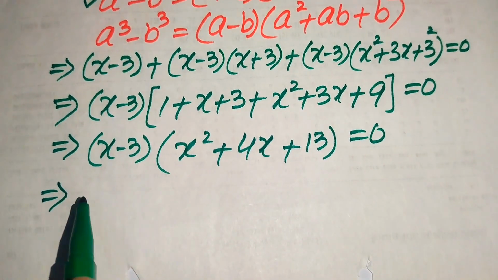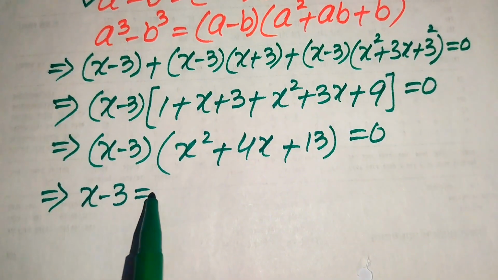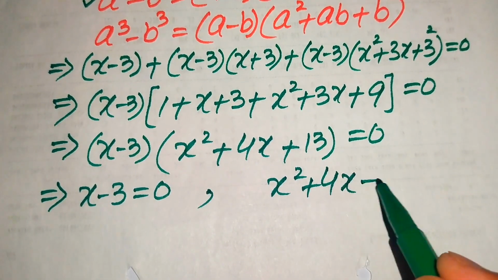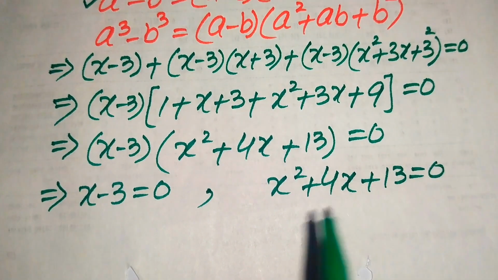Now we can divide this equation into two cases. The first case is we write x minus 3 equals 0. The second case is we write x squared plus 4x plus 13 equals 0.